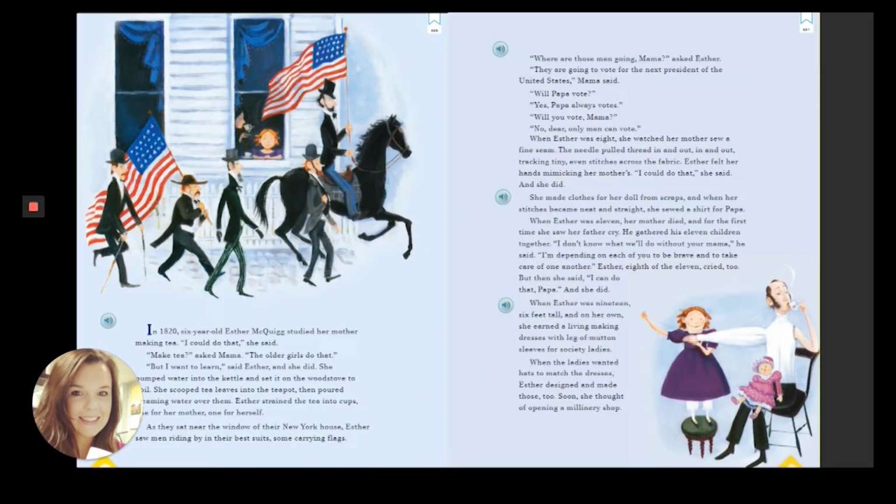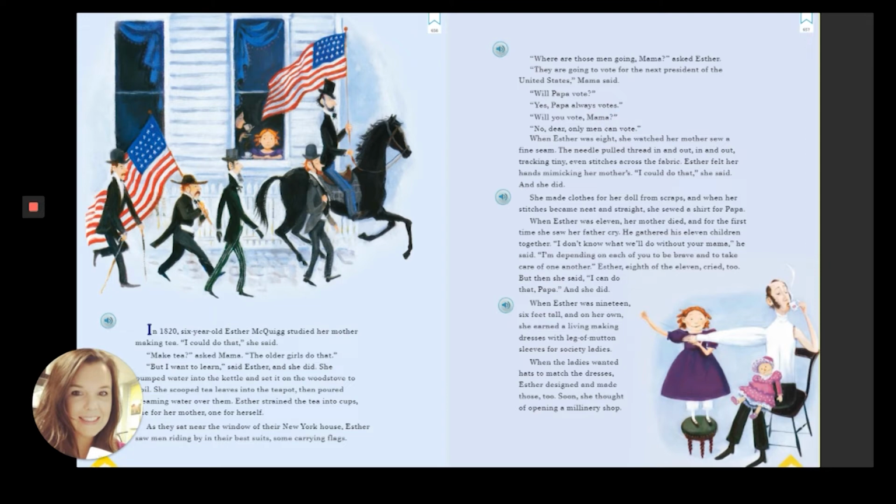In 1820, 6-year-old Esther McQuigg studied her mother making tea. I could do that, she said. Make tea? asked Mama. The older girls do that. But I want to learn, said Esther, and she did. She pumped water into the kettle and set it on the wood stove to boil. She scooped tea leaves into the teapot, then poured steaming water over them. Esther strained the tea into cups, one for her mother, one for herself. As they sat near the window of their New York house, Esther saw men riding by in their best suits, some carrying flags. Where are those men going, Mama? asked Esther. They are going to vote for the next president of the United States, Mama said. Will Papa vote? Yes, Papa always votes. Will you vote, Mama? No, dear, only men can vote.